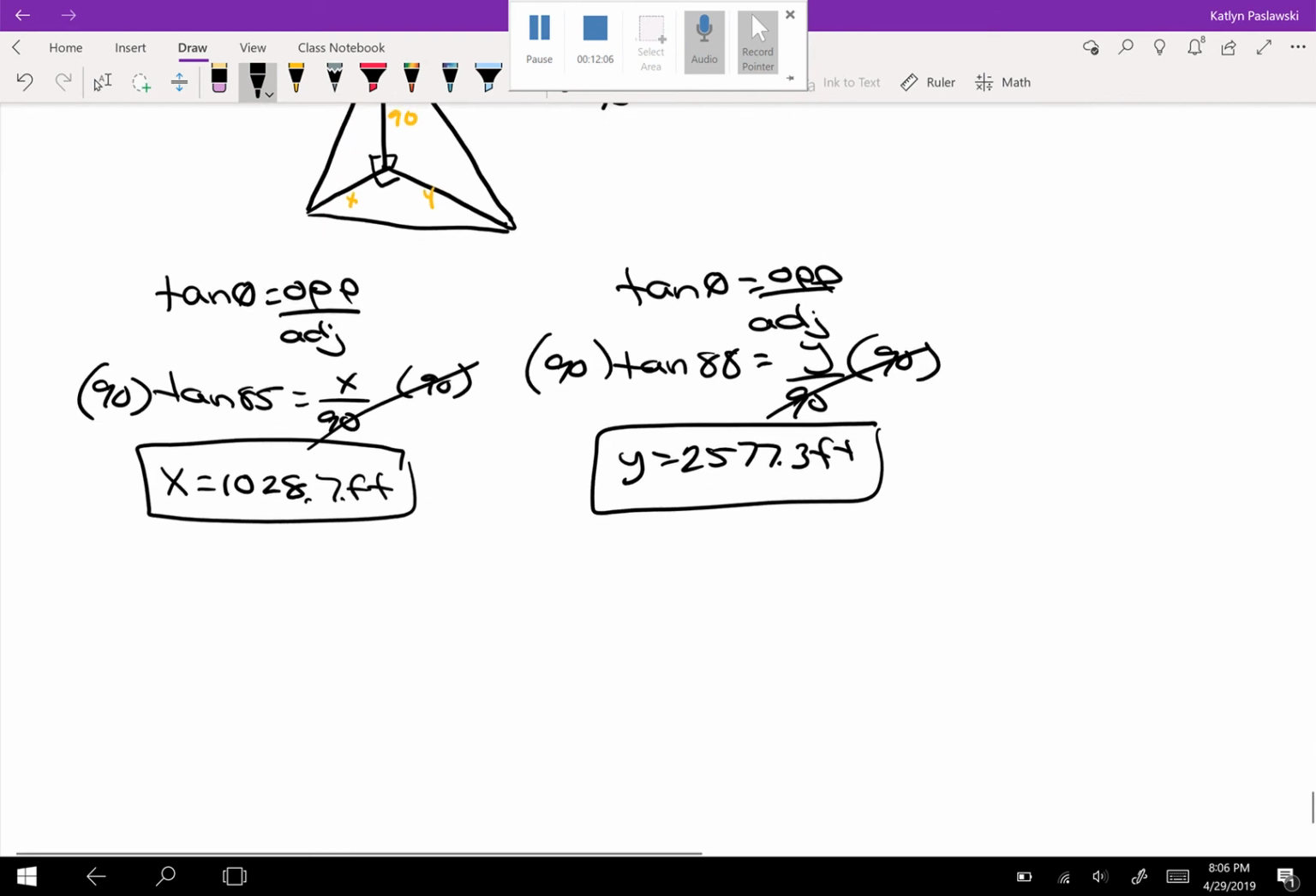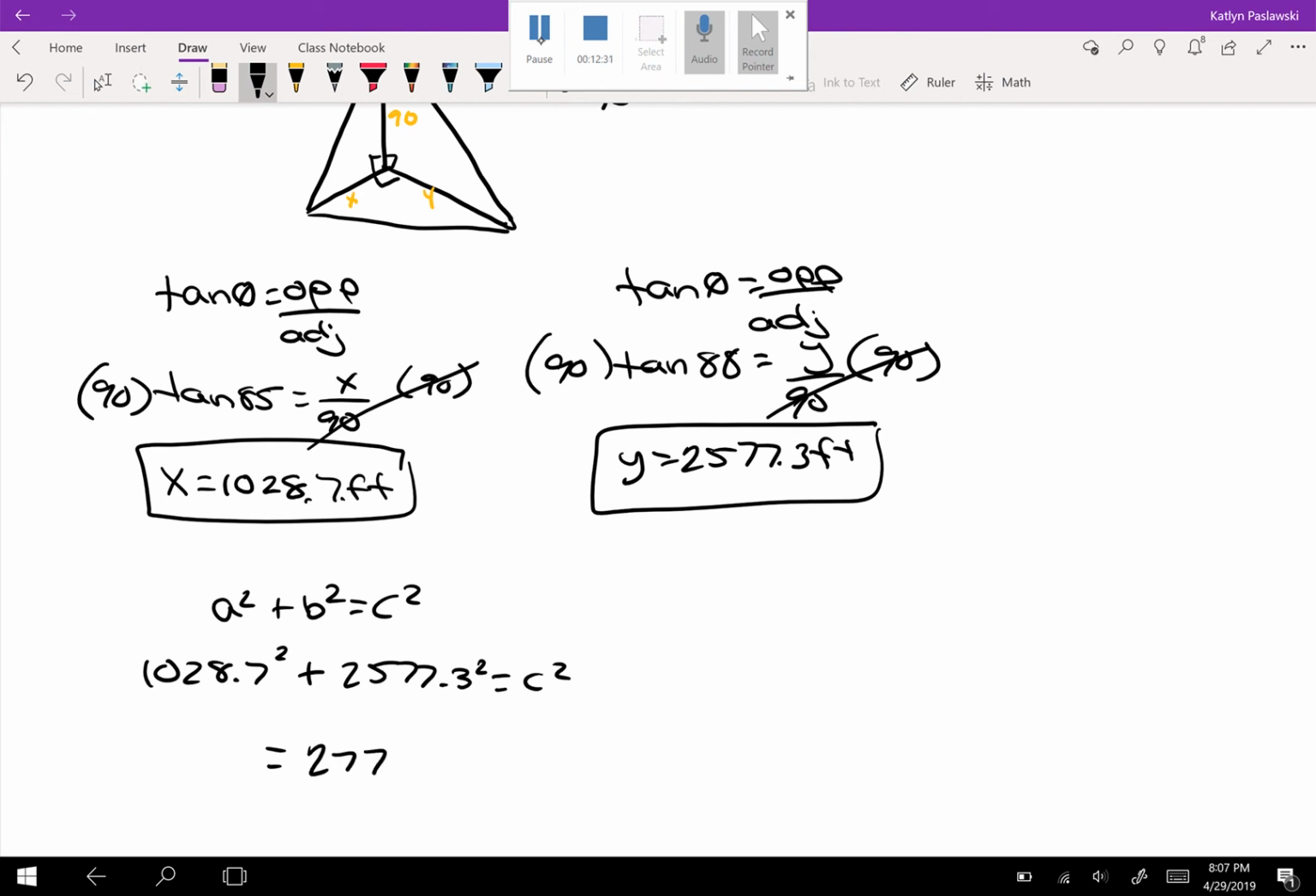And now I'm able to use those two pieces of information to use Pythagorean theorem. a squared plus b squared is equal to c squared. So 1028.7 squared plus 2,577.3 squared is equal to my value of c squared, to give me a total value for the distance between the fires of 2,775 feet between the fires. That is all for the 7th and final lesson.